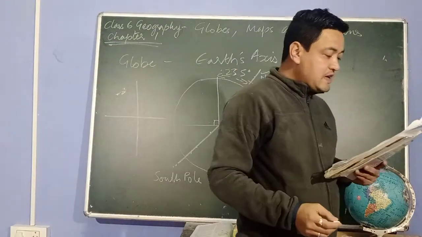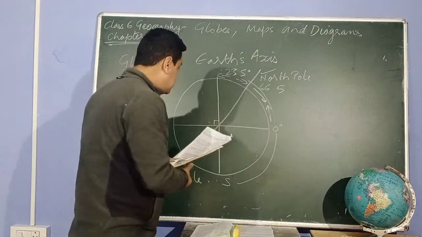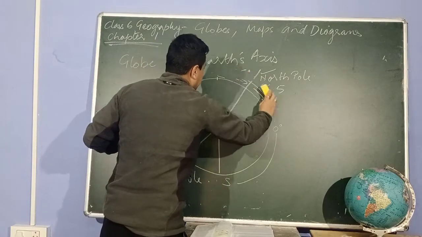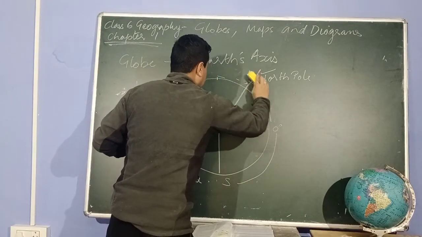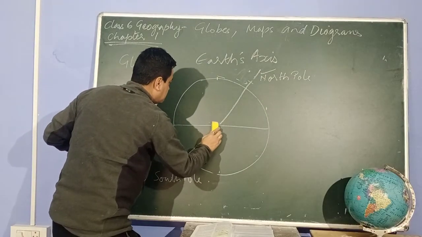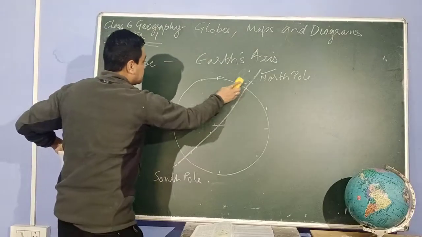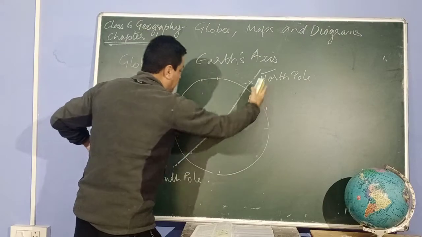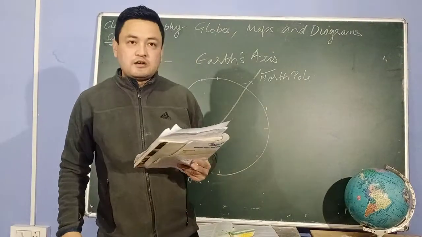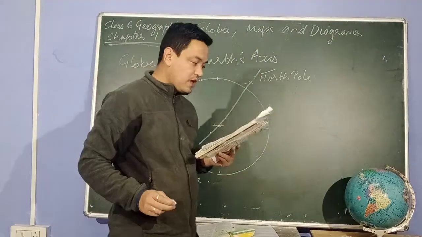So the Earth's axis is the imaginary line joining the North Pole and the South Pole. What you can see is the Earth axis is the imaginary line which joins the North Pole and the South Pole. Now you can see in the picture, it joins the North Pole and the South Pole through the center of the Earth. This is the center of the Earth, okay?